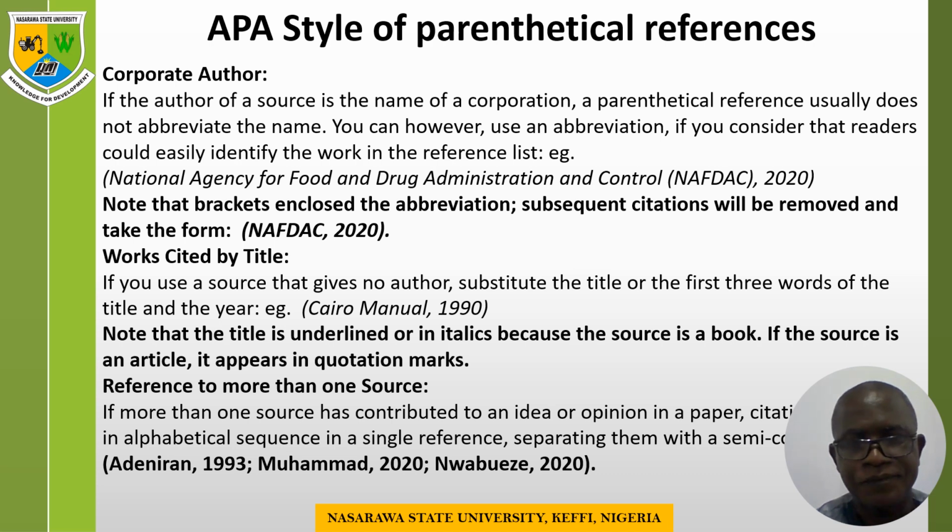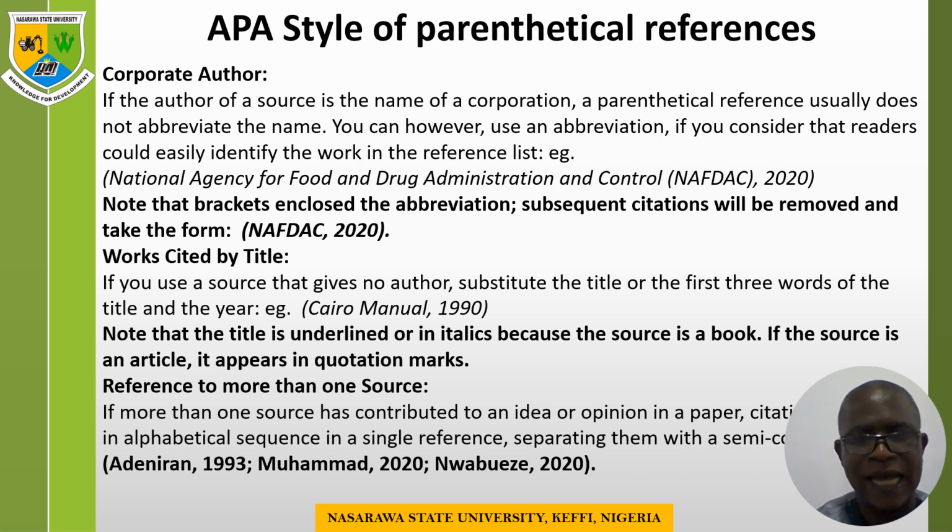For example, National Agency for Food and Drug Administration and Control. Then in bracket, you put NAFDAC 2020. Note that brackets enclosed the abbreviation. Subsequently, the citation will be shortened and take the form of, in bracket, NAFDAC, followed by comma, and the year of publication. That is 2020.